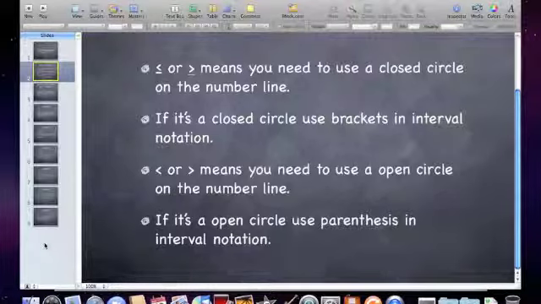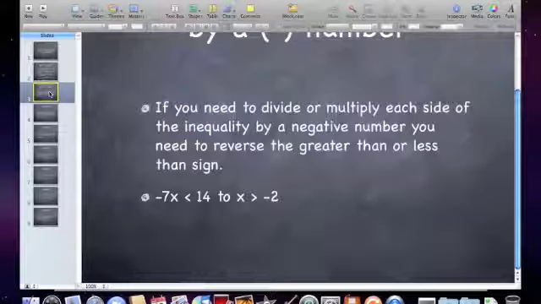Okay, less than or equal to or greater than or equal to means you need to use a closed circle on the number line. If it's a closed circle, use brackets in interval notation. Less than or greater than means you need to use an open circle on the number line. If it's an open circle, use parentheses in interval notation.